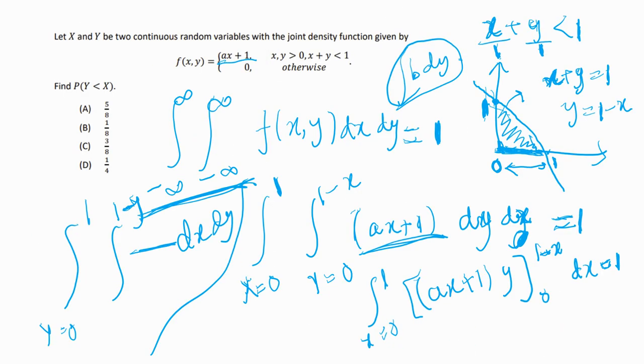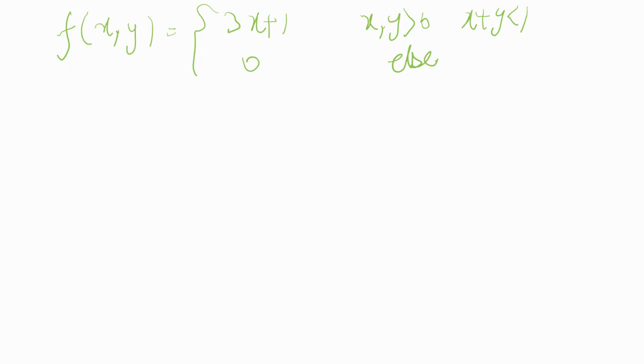f(x,y) is equal to 3x plus 1, 0 otherwise, when x, y greater than 0 and x plus y less than 1. Now we want to find the probability when y is less than x.